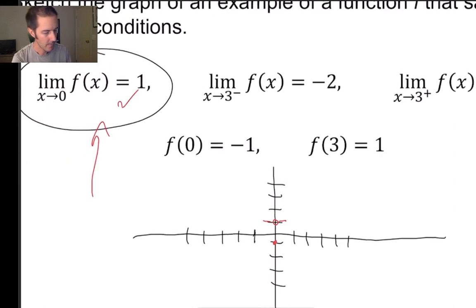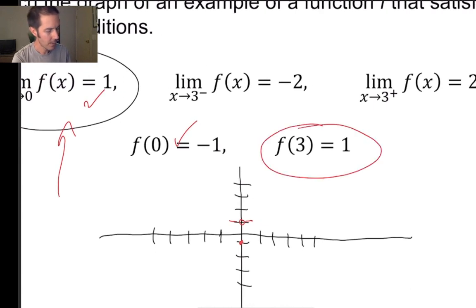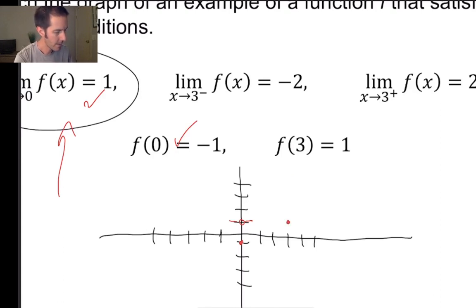I gathered all of that from this and from this. These are pretty easy. That's just a point. So let's plot that one: over 3, up 1. There we are. And then let's go to this limit right here. As our x values approach 3 from the left, our y value is approaching -2. And that is down here. And now I'm looking at this limit: as our x values approach 3 from the right, our y values are approaching +2. Well, that's up here.